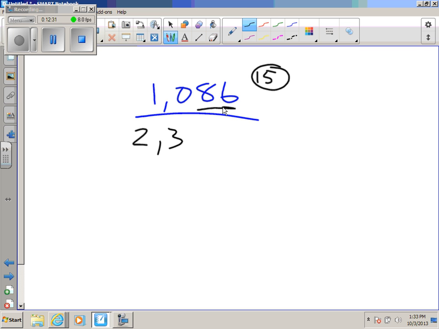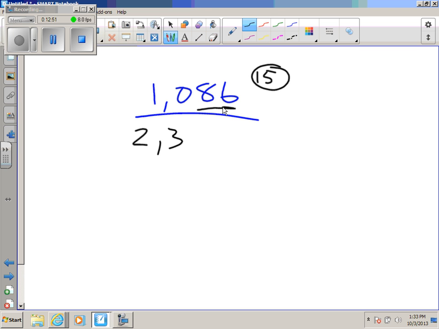Is 86 divisible by 4? Well, you have to be careful. How do you know? What benchmark did you use? 80? So you went up 4 from 80, you went 84, and then 88. 86 was not one of them, right?